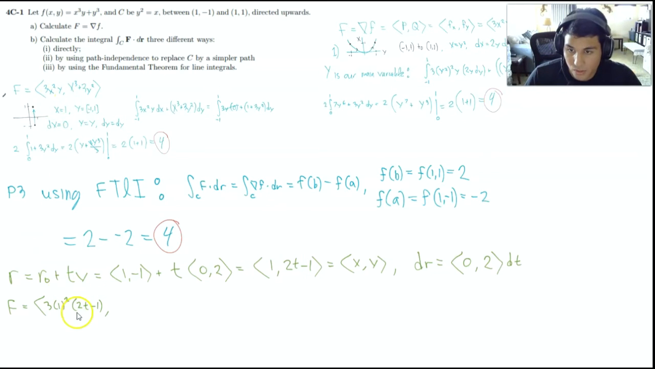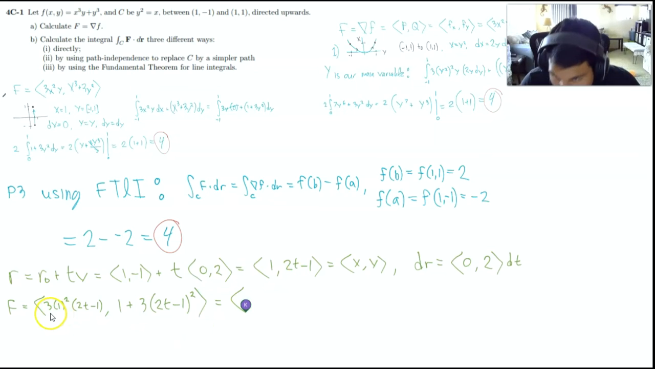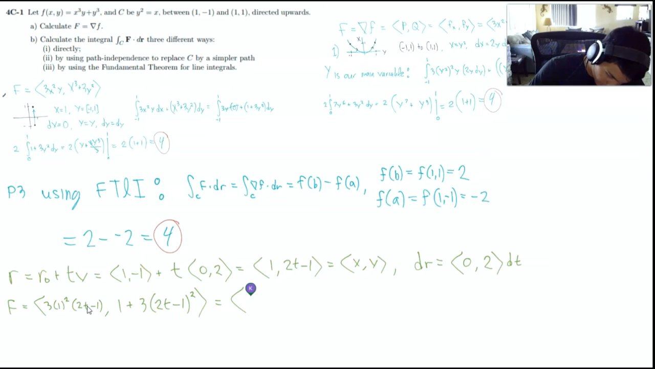That's the same thing as this, just using t. X cubed, well, that's just 1 cubed. And 3y squared, that's 3 times y squared, so we'll write it as 2t minus 1 squared. And let's simplify all of this. That's 3 times 2t minus 1, which is 6t minus 3.